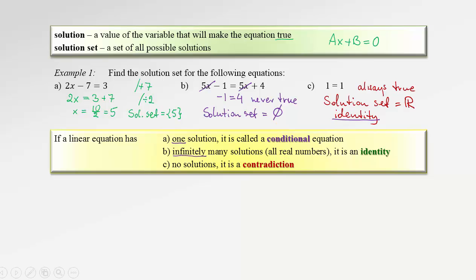Okay, therefore any linear equation can be classified as conditional, identity, or a contradiction. Also notice that for a linear equation, you may have only one, infinitely many, or no solutions at all. You can't have, for example, exactly two solutions.